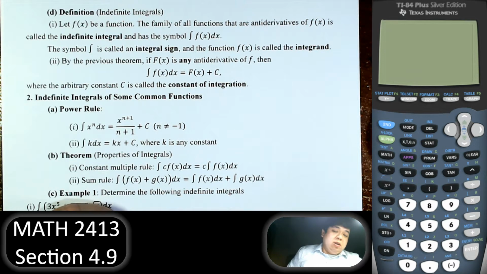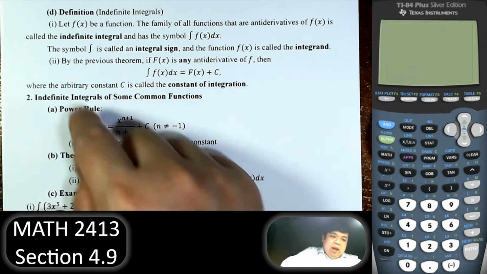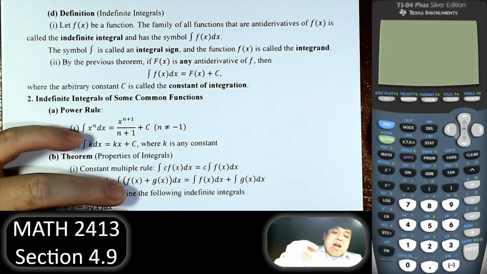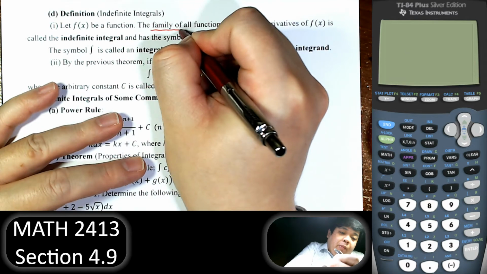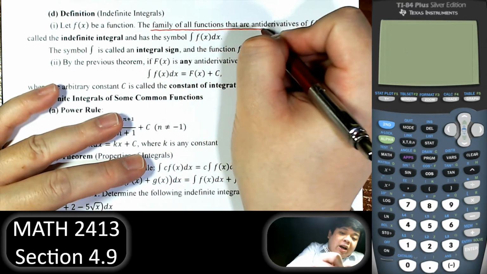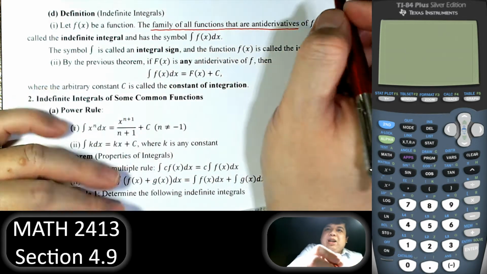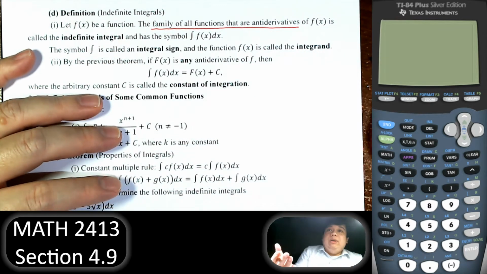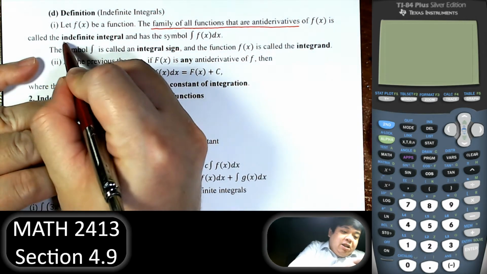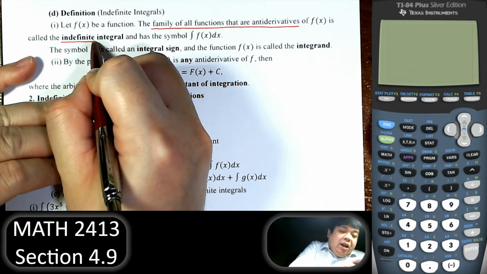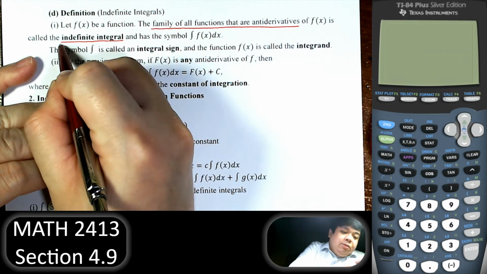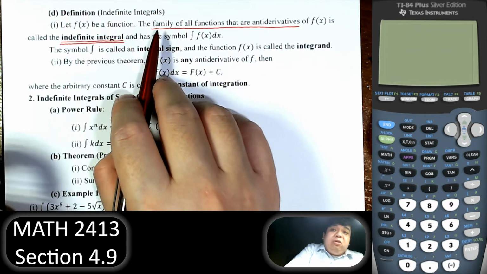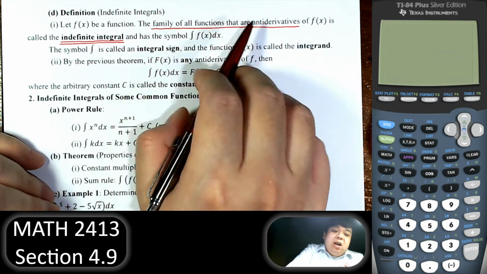Alright, before we actually have some basic rules, we should have some proper notation and proper terms. So, let f of x be a function, and consider the family of all antiderivatives, the family of all the functions that are antiderivatives. That is too long to say, so I will put that together. Why do we define that to be something new? We define that to be the indefinite integral. So the indefinite integral is the family of all antiderivatives of the function.